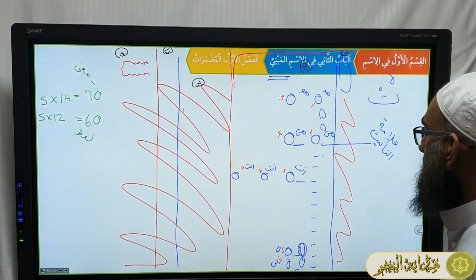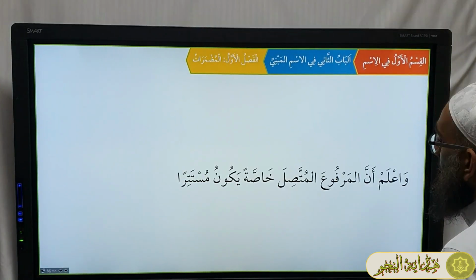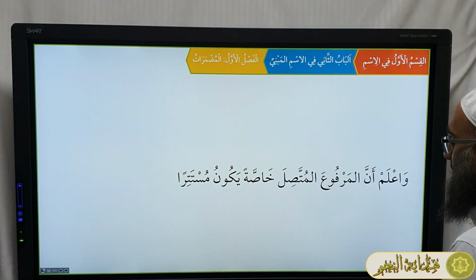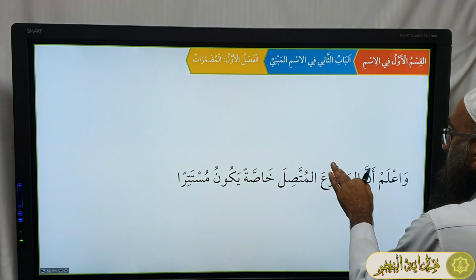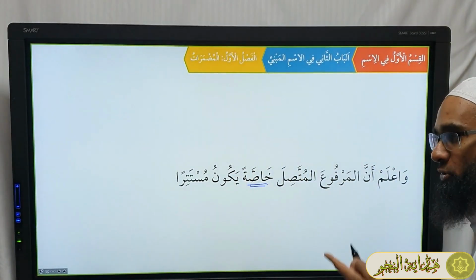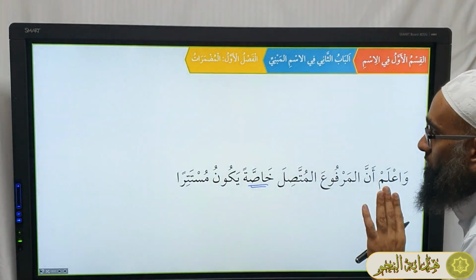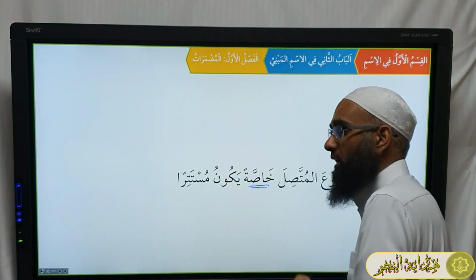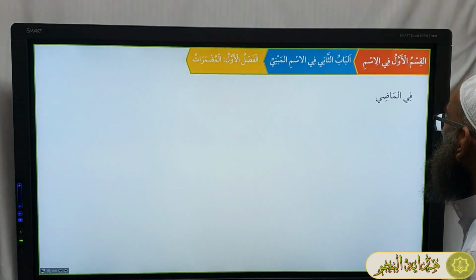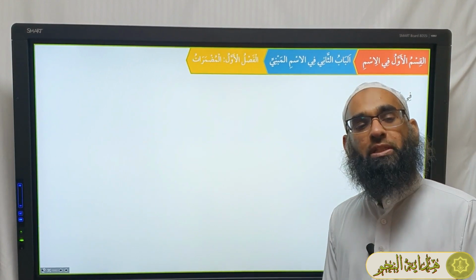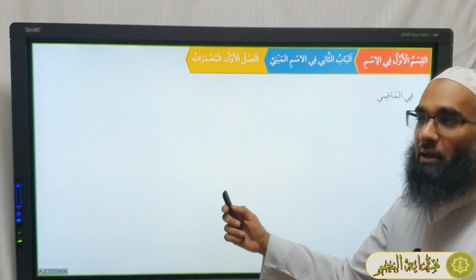Okay. So that's what he's saying here. Wa'lam, no. Anna al-marfu al-muttasila. That the zamir marfu muttasil specifically, not the mansub, not the majroor, nor the marfu munfasil, none of those. Only the marfu muttasil is what? Mustatir. Okay? And in the madhi, now he's running through the table, which ones are zamir mustatir? And I'll explain that in the table already.